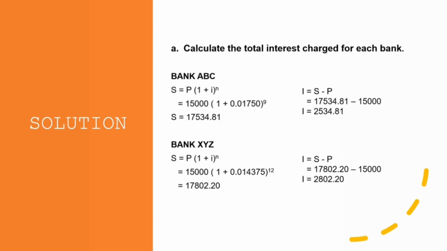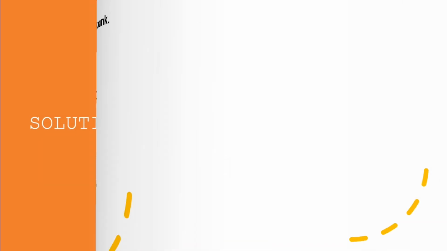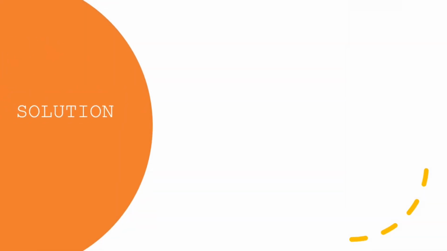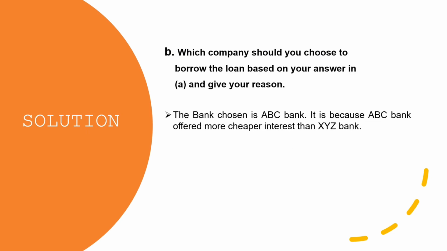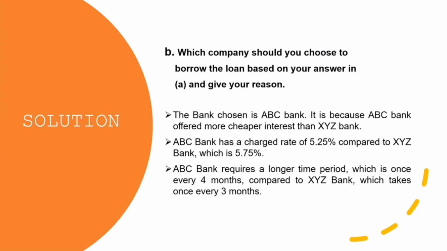The total of S for XYZ Bank is 17,802.20. The total of I is 2,802.20. Okay, let's move to question B. Which company should you choose to borrow the loan based on your answer in A and give your reason?